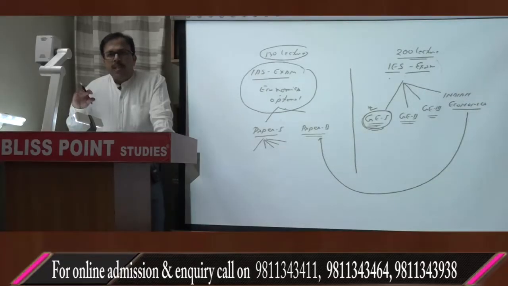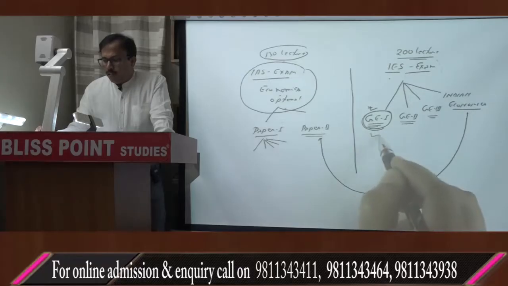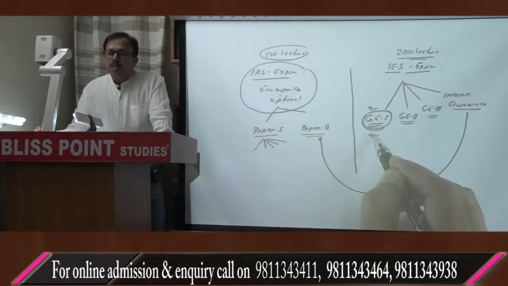So those 70-80 additional lectures are basically for covering the first paper, environmental economics, and there will be a few classes for the general studies part, like for polity, for geography, for history and so on.